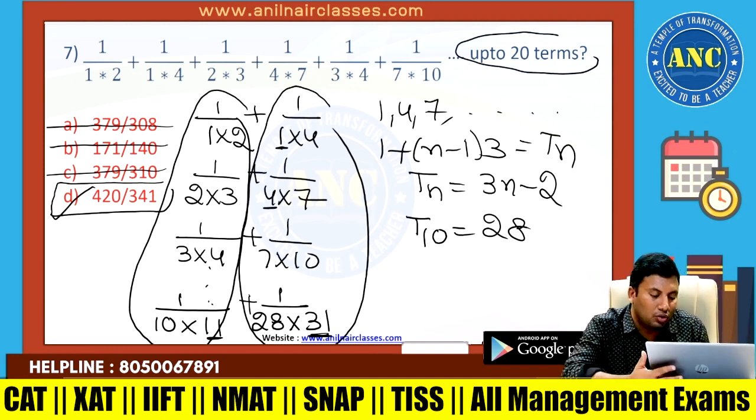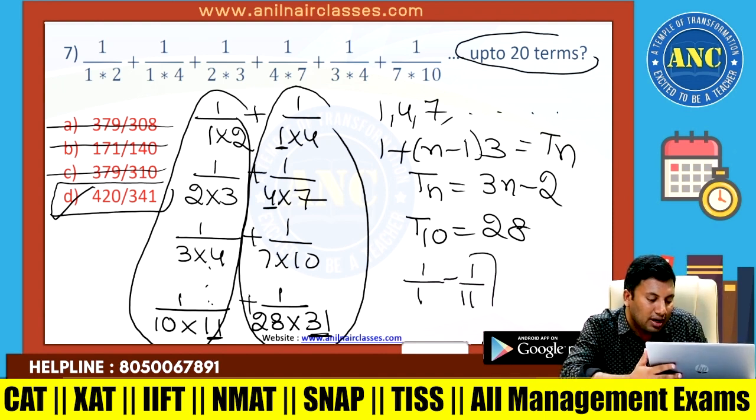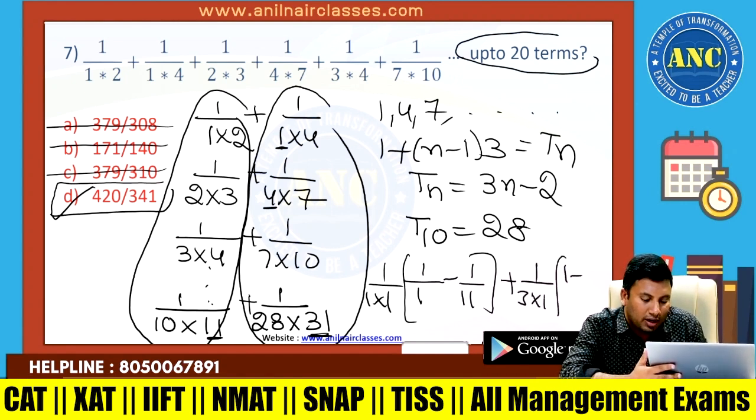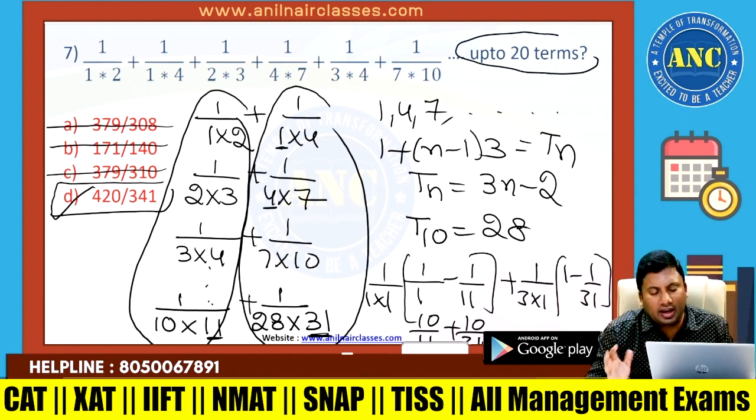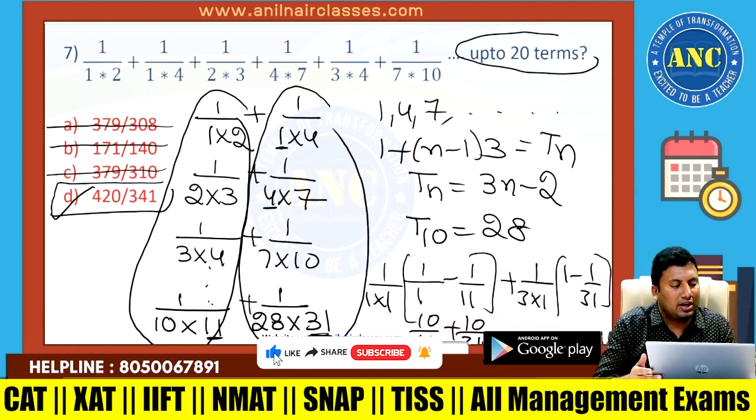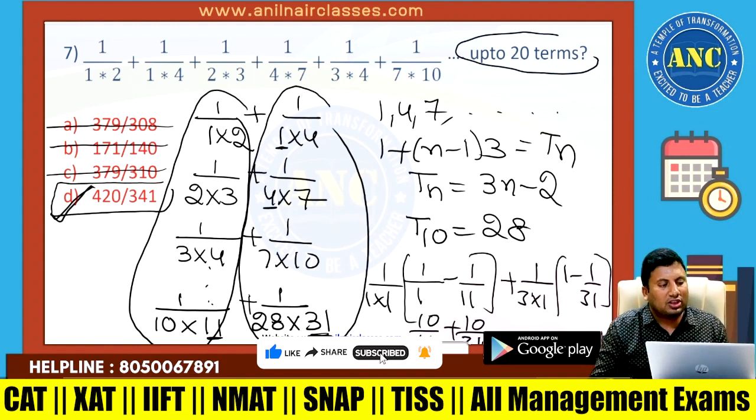Or if you want to do it by method 2, it is nothing but 1 minus 1 by 11 plus 1 by 3 into 1 minus 1 by 31. You can do it. These are nothing but 10 by 11 and 10 by 31. You can do the LCM, feel happy in calculating it and find the answer. So what is the answer for this question? It is nothing but 420 by 341. I hope it is clear, right?